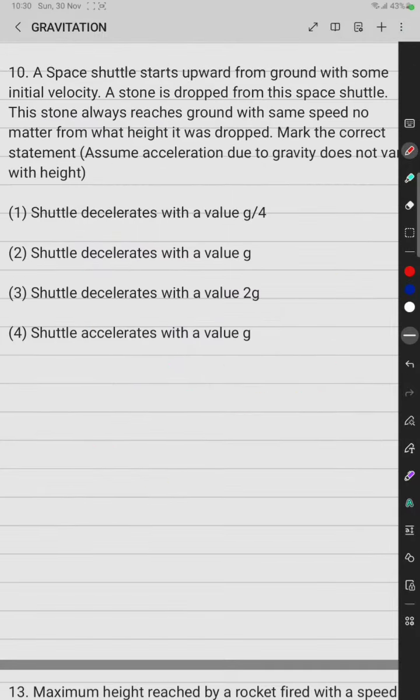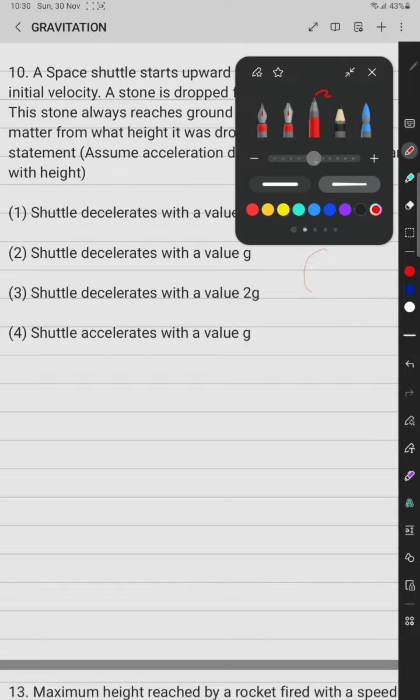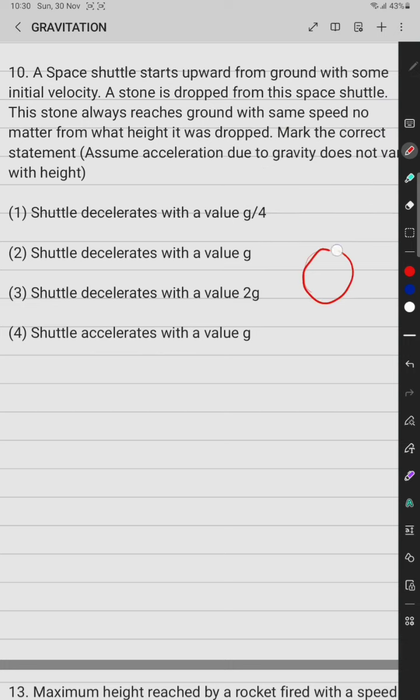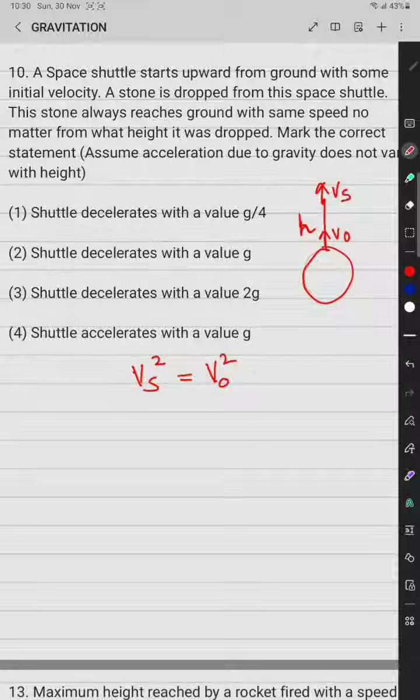In this situation, the space shuttle starts upward from the ground with some initial velocity. Suppose the initial velocity of the shuttle is v0, at height h the acceleration due to gravity remains the same, but the velocity of the shuttle is vs. Then the final velocity of the shuttle squared is equal to the initial velocity squared, and suppose the acceleration of the shuttle is a, then plus twice a into h.